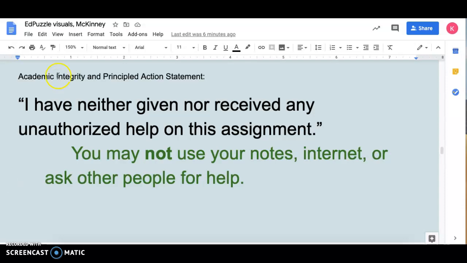The first thing you're going to do, of course, is type in your academic integrity and principled action statement. It's going to prompt you in a second, and you're going to type, I have neither given nor received any unauthorized help on this assignment. So you need to make sure you realize you may not use your notes, you may not use the internet, and you may not ask other people for help. That's why you need to stop right now and study if you're unsure about any of these things.